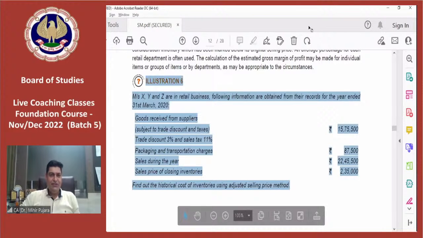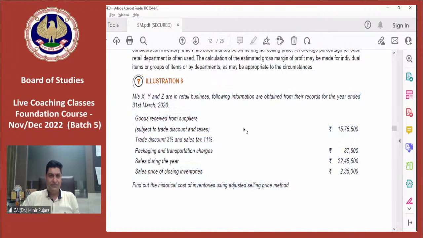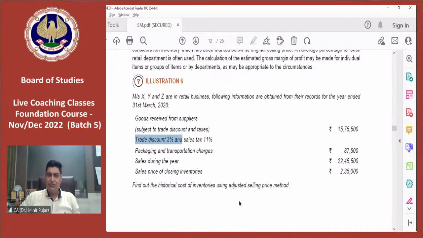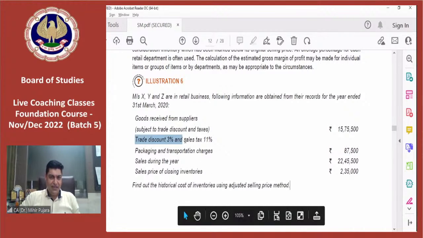So guys, read the question so that we can conclude the question. Okay, so guys, this is goods received from supplier. So this is my purchase. But I got discount, so I have to minus it from purchase.